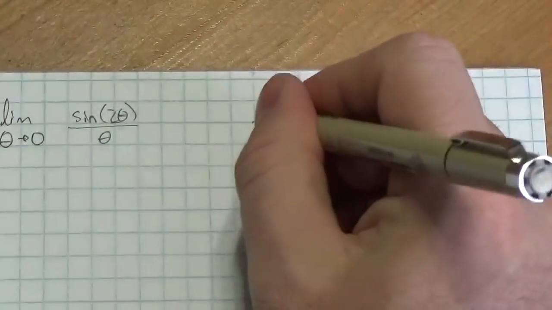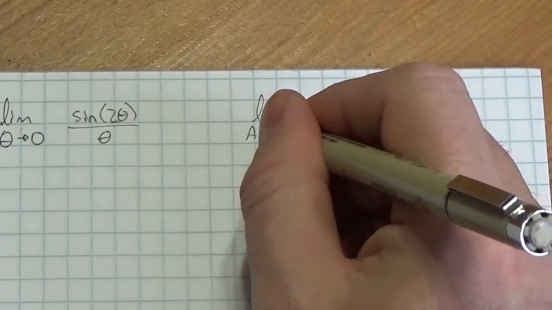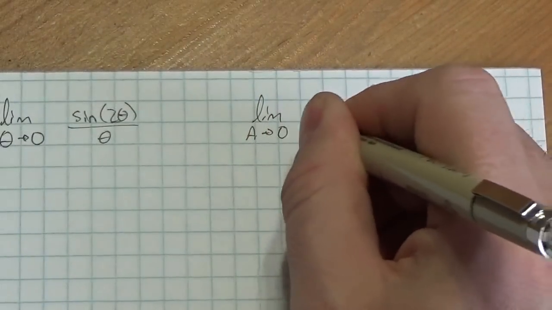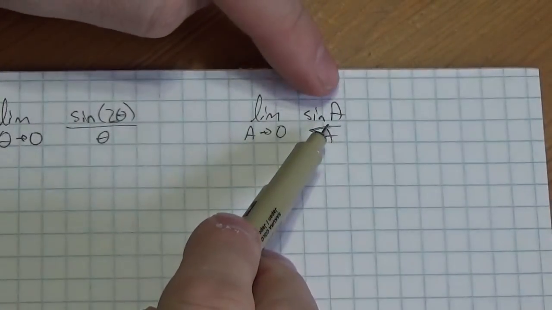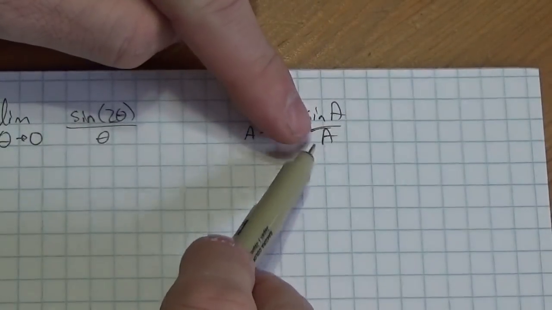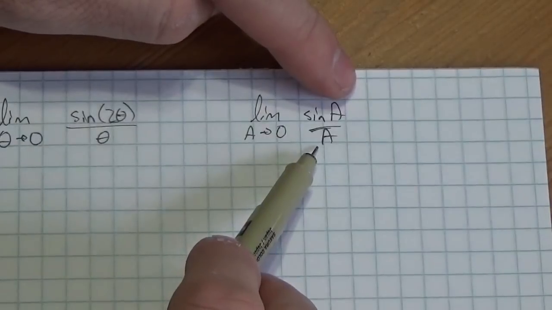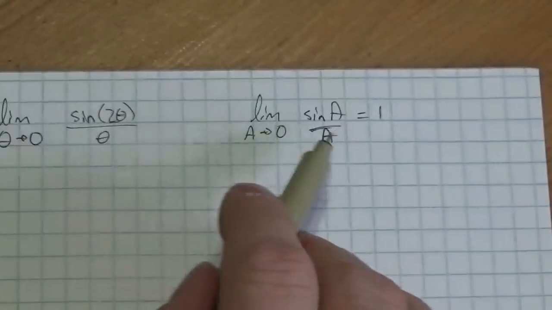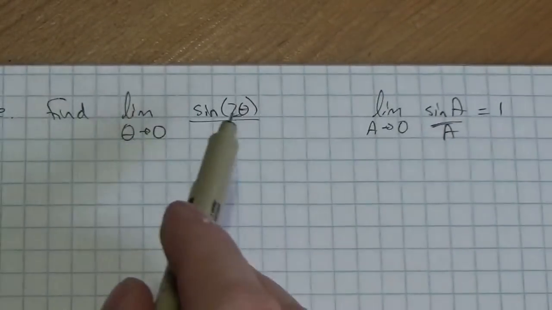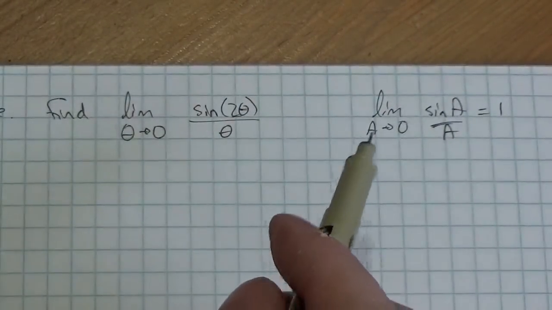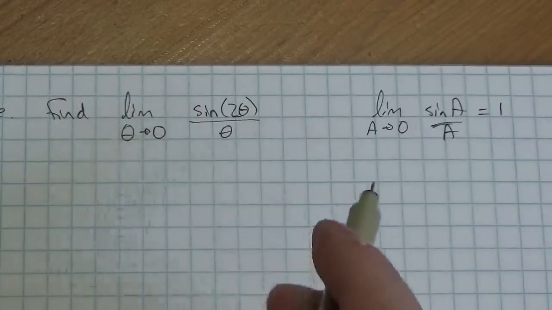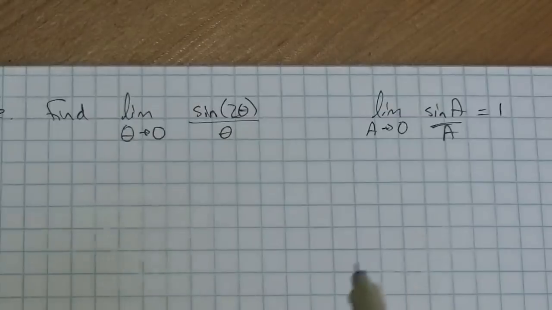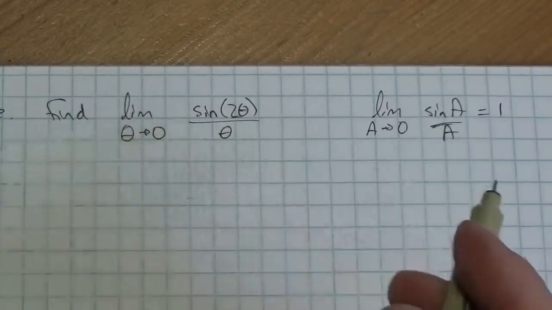Bear in mind that the fundamental trigonometric limit looks like this. It's the limit as, let's say, a approaches 0 of the sine of a over a. The argument of the trig function and the denominator here are exactly the same. And when that's true, and they're both approaching 0, then the limit becomes 1. But here they're not the same. The argument of the trig function is 2 theta, and the denominator here is theta.